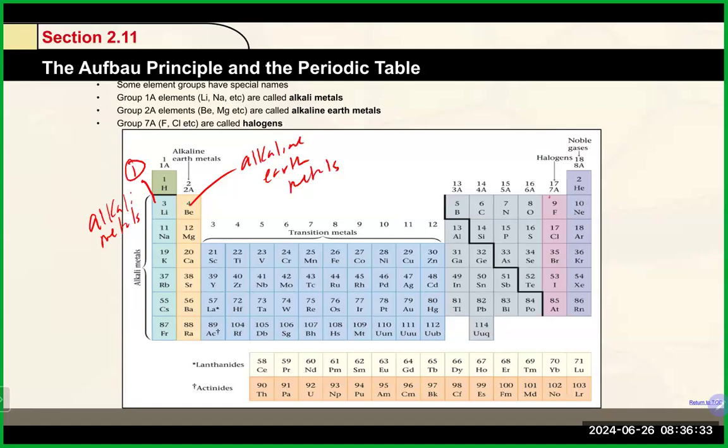Also, as we looked at yesterday, over here group 7 is our halogens, and those are our fluorine, chlorine, bromine, iodine. And to the right of there is group 8, which is our noble gases. So group 1 and group 2 are the alkali metals and alkaline earth metals.